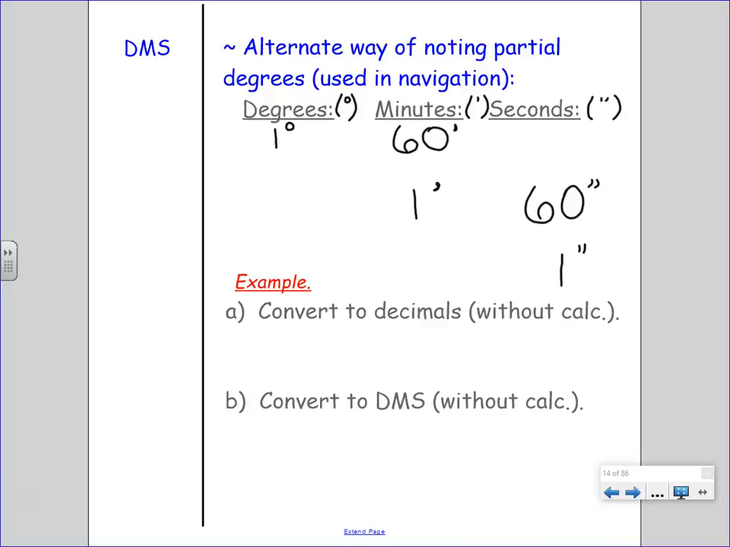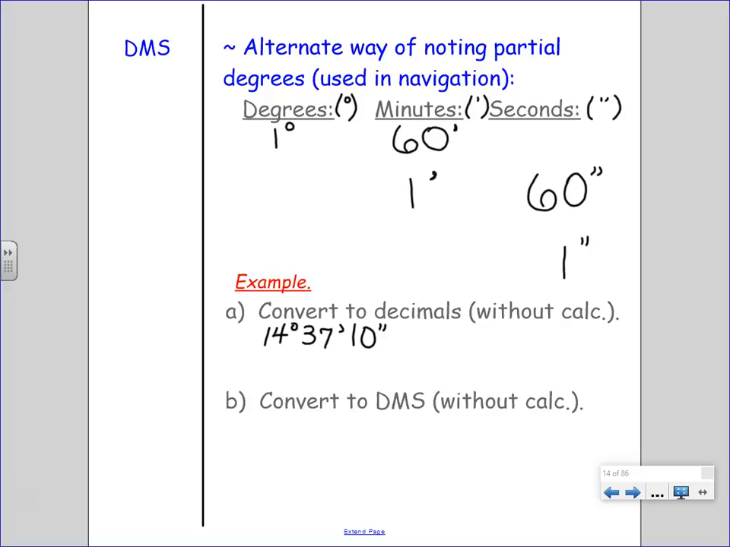Now let me go ahead and do an example. What if I was to give you, and this is where the number 40 is somewhere in there, they were asking you to convert maybe to decimals. If they're asking you to go to decimals, like a decimal part of the degree, they're probably giving you something like, let's do 14 degrees, 37 minutes, 10 seconds. Okay, what does that mean now?